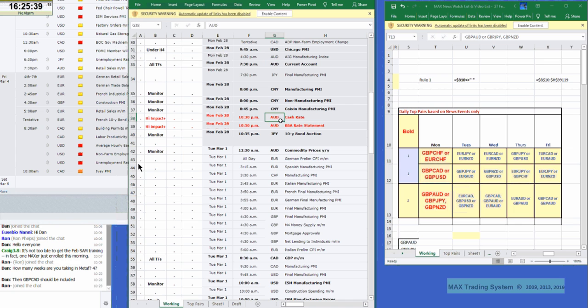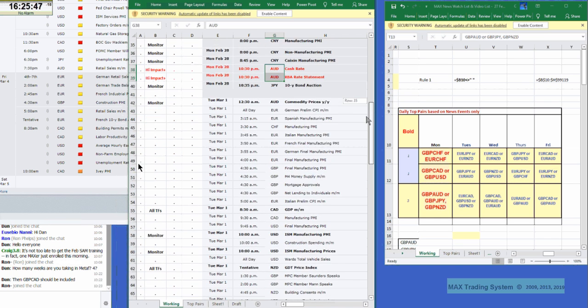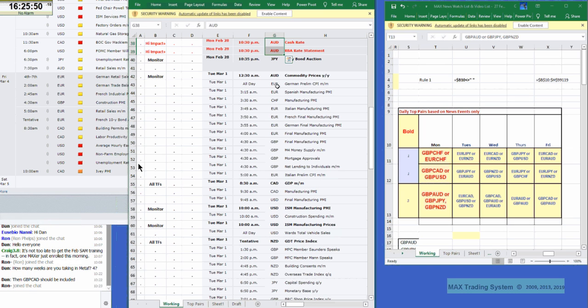And we still have Aussie. But Aussie is the central bank, so I have to note it in a very specific way. So double mark, okay. That's the end for Monday, and on Tuesday we have the CAD.